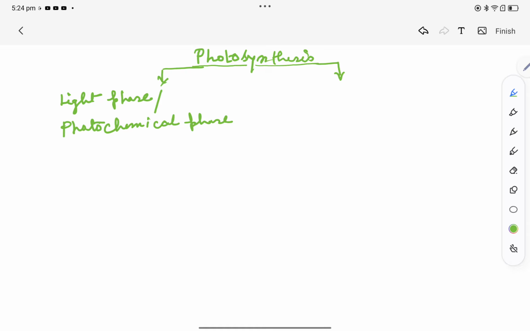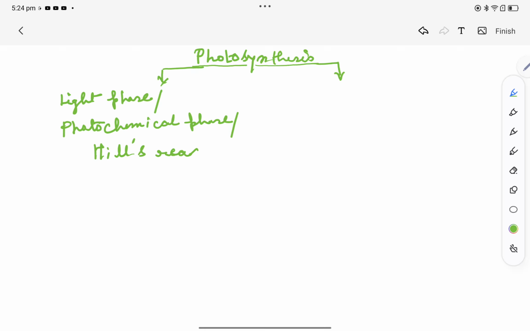As I have told you earlier, photosynthesis can be divided into two phases. The first one is the light phase, or photochemical phase. Why they call it the photochemical phase, I am going to explain. And then we have another name, that is Hill's reaction.